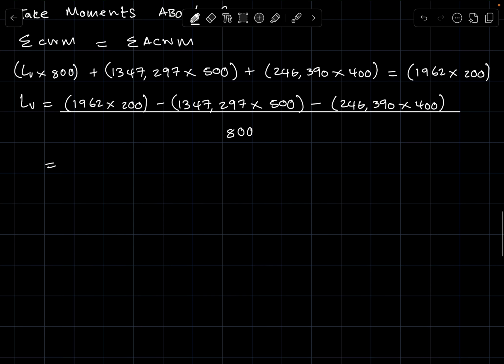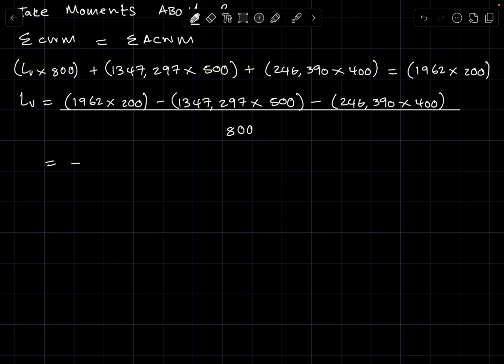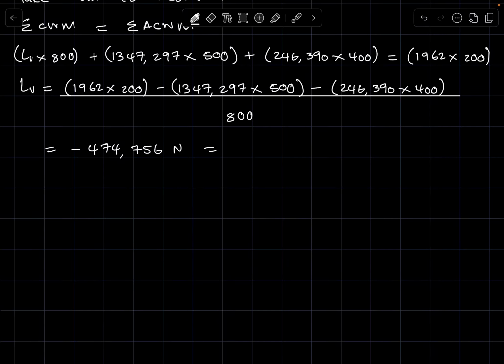this will be equal to negative 474,756 newtons. As you can see, this is negative, but remember, the negative sign shows us the direction. Seeing that this is from a vertical perspective, it means the reaction on the left hand bearing along the vertical plane is acting downward. So this is 474,756 newtons, and the direction is down.